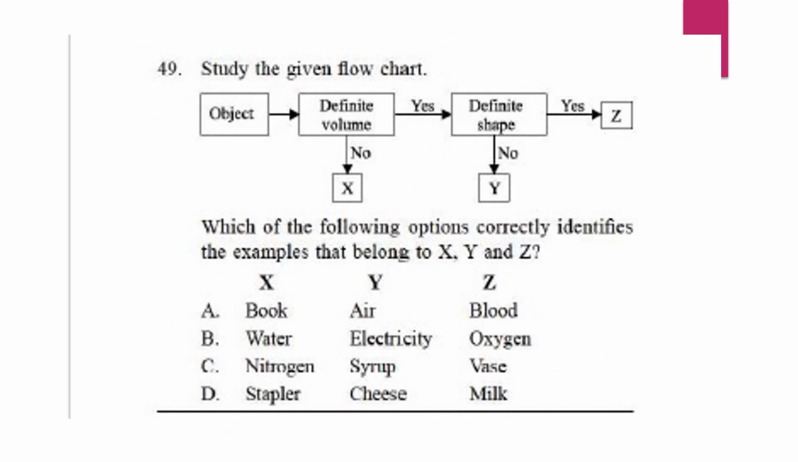Question number 49. Study the given flow chart. Object, definite volume, no, that is X. Definite volume, yes. Definite shape, no, that is Y. That means X is a gas, Y is a liquid, and Z has definite volume and definite shape, that is Z is a solid. In options, only nitrogen is a gas in option C, so our answer is option C. If we check others, Y is a liquid, syrup is a liquid, and Z is a solid, that is a vase is a solid. So answer C is correct.